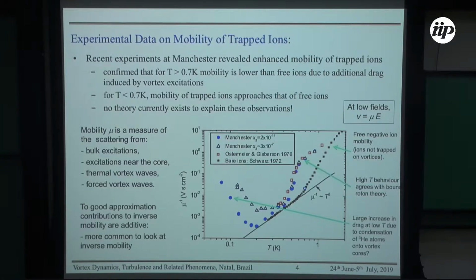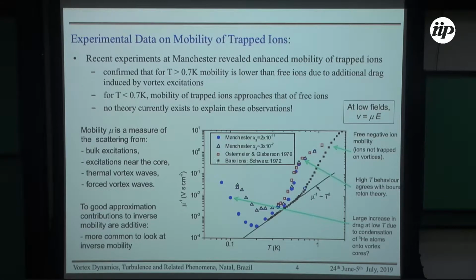And then at some point, it becomes basically limited by the phonon density in superfluid helium-4. And you can actually do a theoretical calculation to estimate that the inverse mobility should scale as the cubic power of temperature, which can be attributed to the phonon density. Now, in these experiments, what they find is that the mobility is significantly higher, which can be explained in terms of perhaps some additional drag force being induced by the interaction of the ion with the vortex. But at very low temperatures, you do collapse onto the mobility of the free ions.